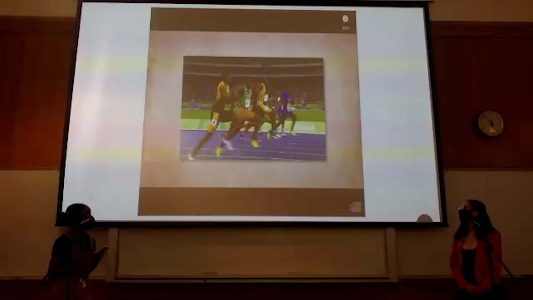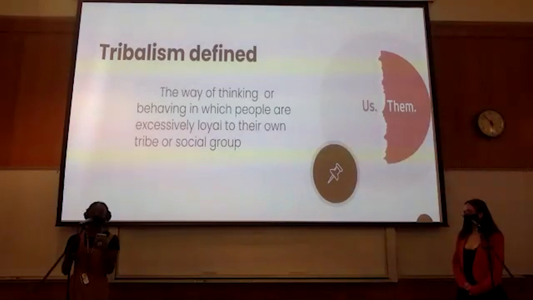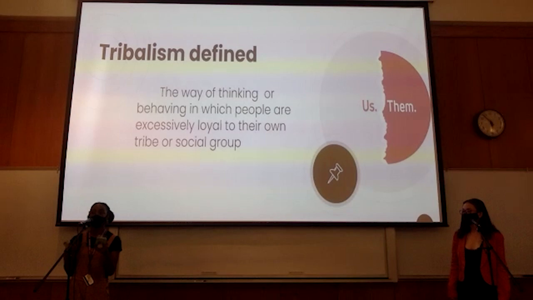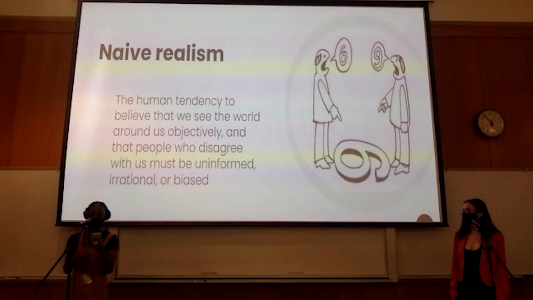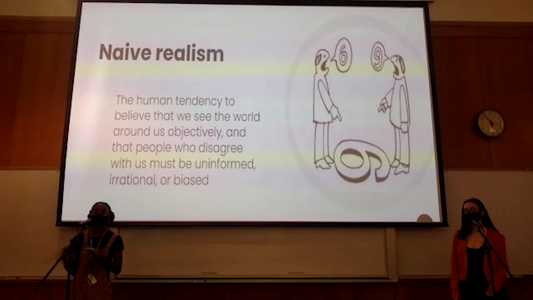This culture of politics where we view each of our parties as a sports team is something we like to call tribalism. Tribalism is a way of thinking or behaving in which people are excessively loyal to their own tribe. A tribe may include a school, a family, and in this space, political parties. Now, with tribalism often comes naive realism, which is the human tendency to believe that we see the world around us objectively, and if someone disagrees, they're either irrational, uninformed, or biased. This can cause people to go out of their way to defend a belief that they might not agree with, but is the belief of their tribe, just so that they can feel accepted.